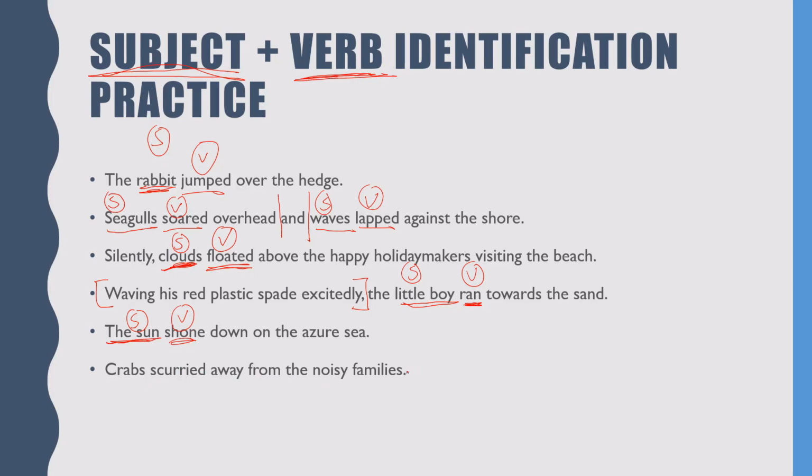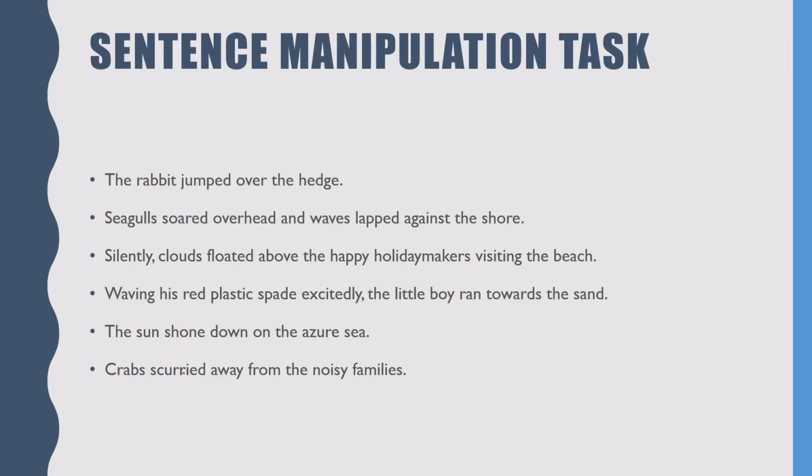Crabs scurried away from the noisy families. Who or what is the sentence about? The subject is crabs. What are they doing? They're scurrying. So the verb is scurried. Okay. Hopefully you got those right.